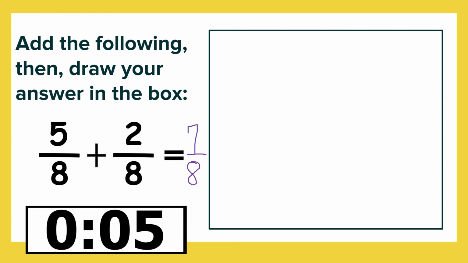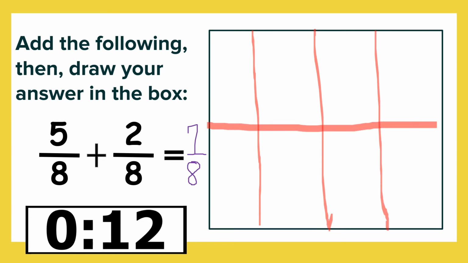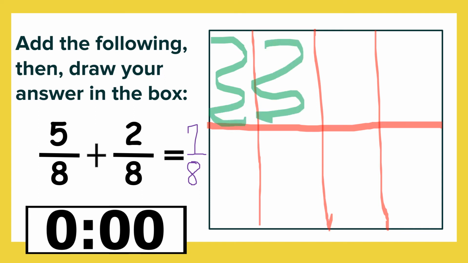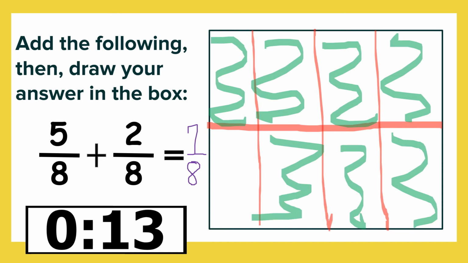Now, let's draw it. So all we need to do is to divide this box into 8 parts. So 1, 2, 3, 4. Then let's divide it into half. So we have 8. 1, 2, 3, 4, 5, 6, 7, 8. And then based on our answer, our numerator is 7. So we will shade 7 parts. 1, 2, 3, 4, 5, 6, and 7.